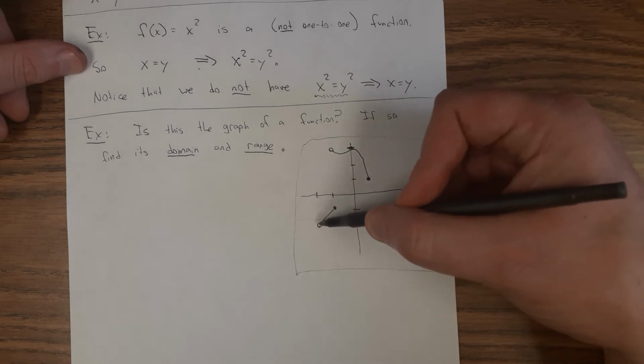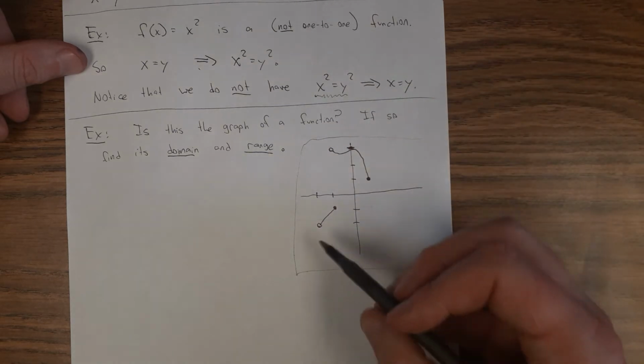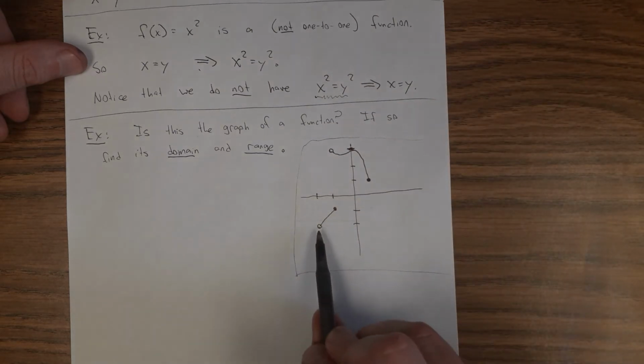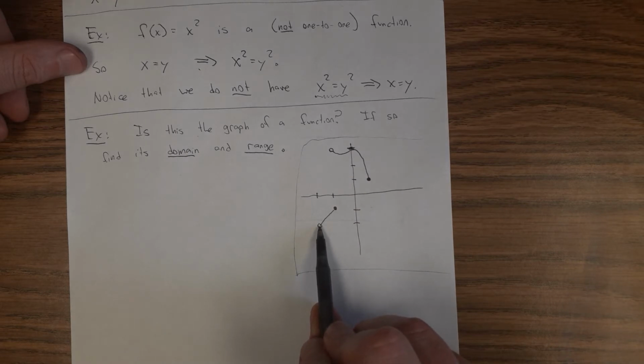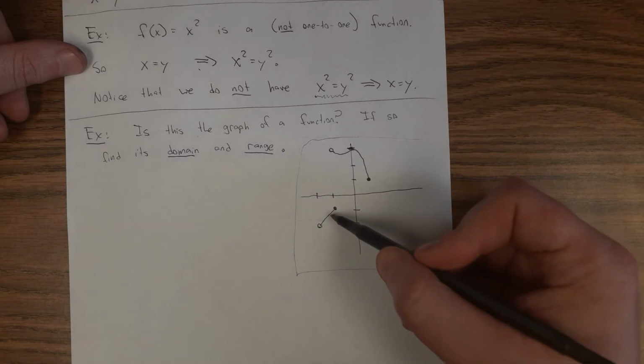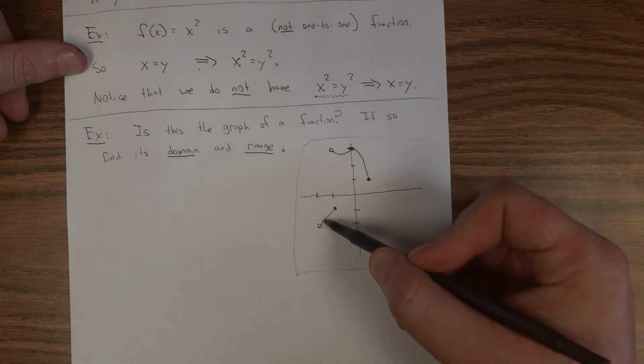Let's talk about what these open dots and closed dots mean. An open dot means that there isn't a point exactly there. We draw an open dot to basically indicate that this graph comes very, very close to that point. It comes right up to it, in fact. But that point itself is just missing.